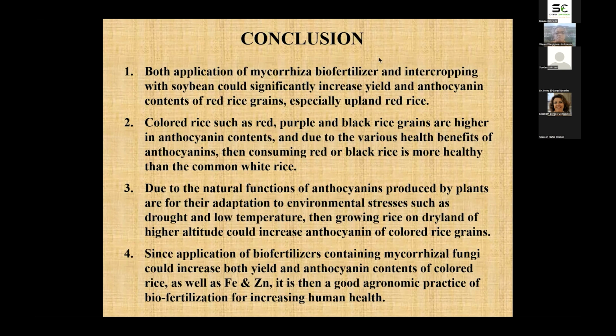So both application of mycorrhiza biofertilizer and intercropping with soybean significantly increase grain yield and anthocyanin content. Colored rice such as red, purple, and black rice grains are high in anthocyanin content, and because anthocyanin is very beneficial for health, that means consuming red or black rice is more healthy than common white rice. Due to the natural function of anthocyanin produced by the plant for adaptation to environmental stress, that means we can increase anthocyanin content by imposing some stress on the plants.